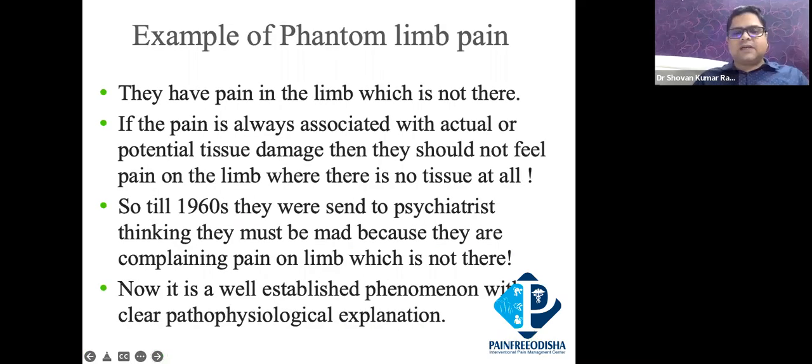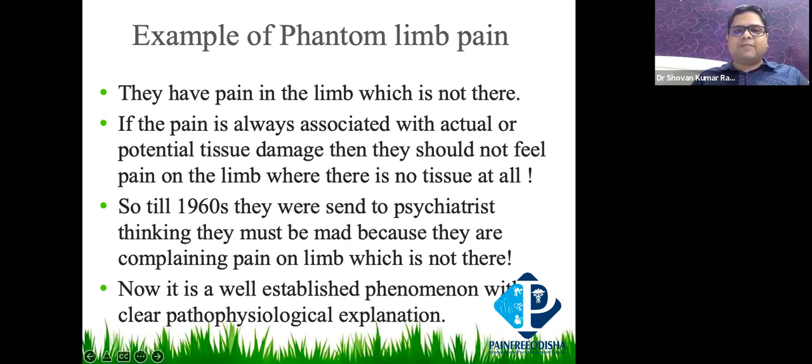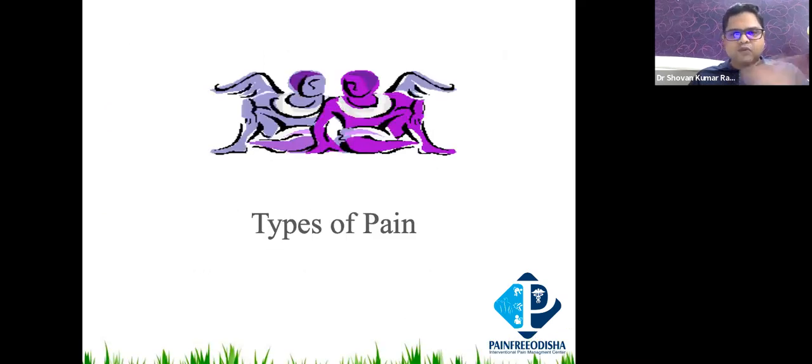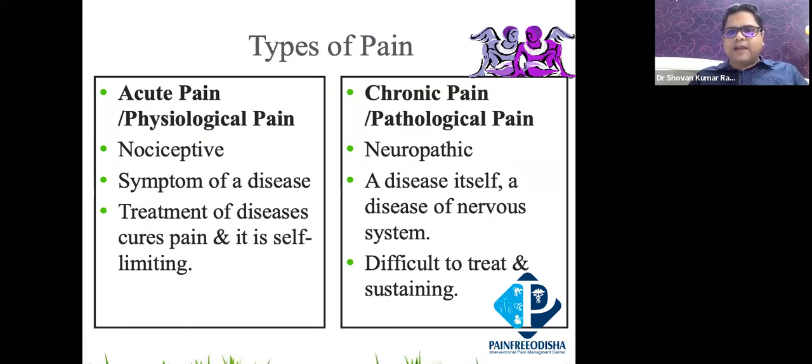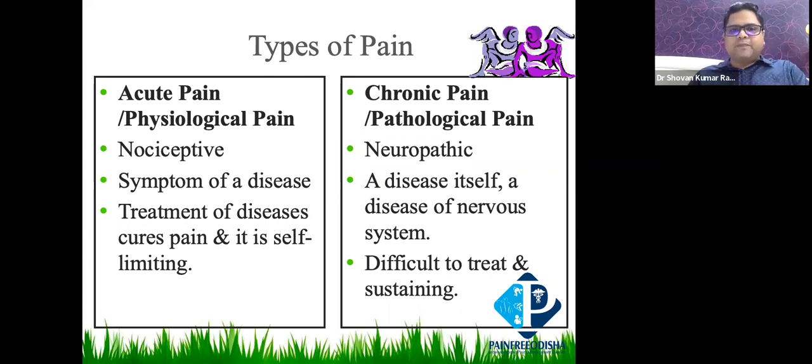And the most appropriate example is a phantom limb. There is no tissue damage over that area. Because of the absence of the limb, the patient is having pain in that area. So what are the different kinds of pain? Particularly acute or physiological pain, and chronic or pathological pain.